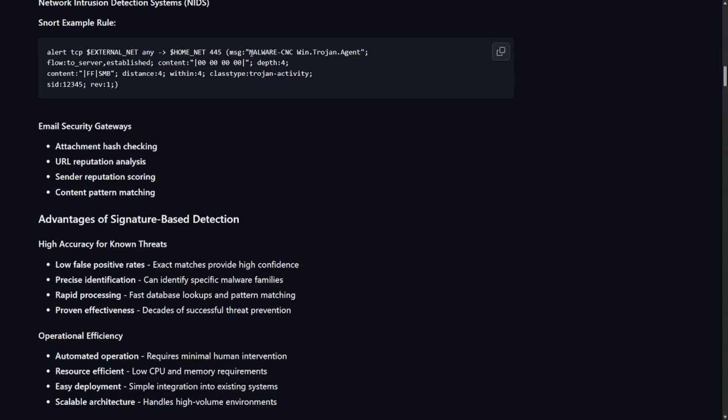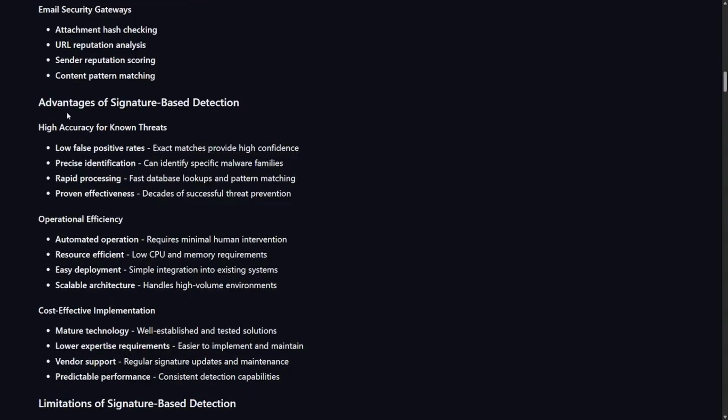So right there's the message showing that it's a Trojan agent, right? Flow into the server. Content is this right here. Depth is for content. For email security, we have attachment hash checking, URL reputation analysis, sender reputation score, content pattern matching. For email security, I think DMARC. DMARC is really, really important, right?